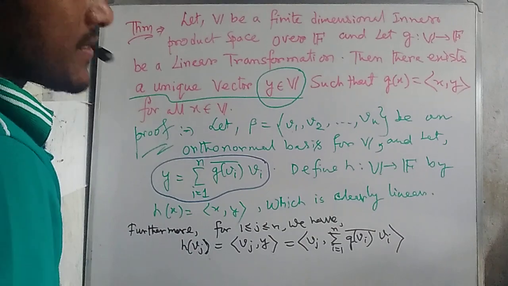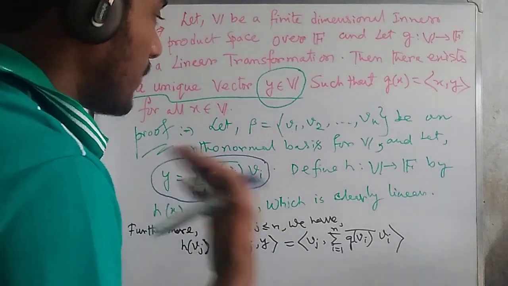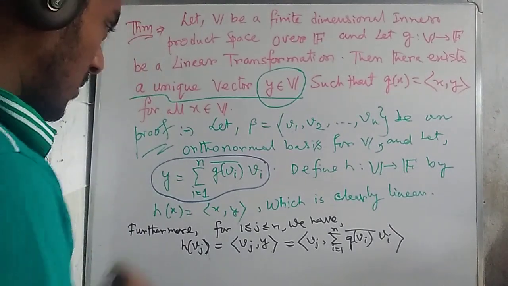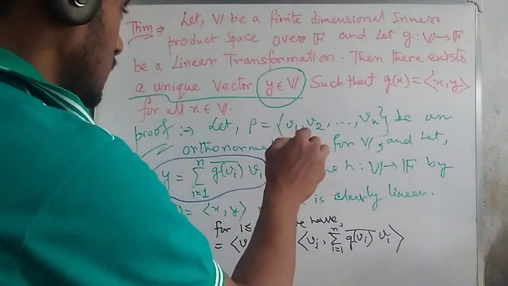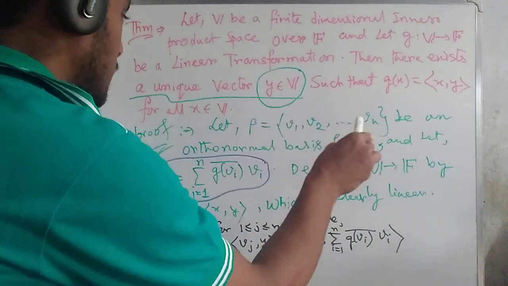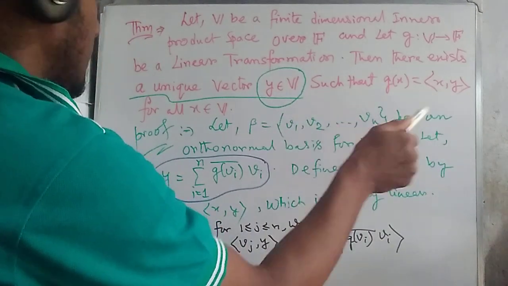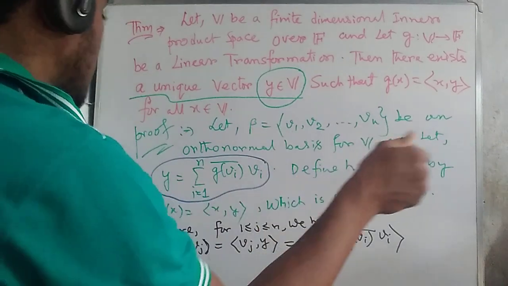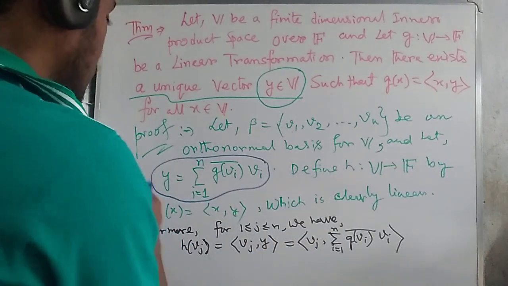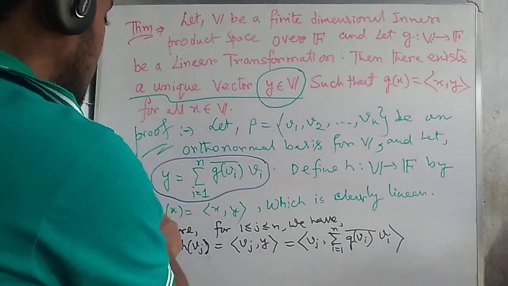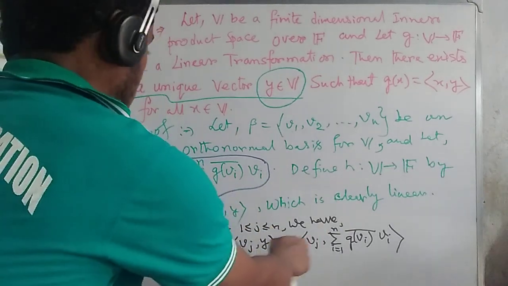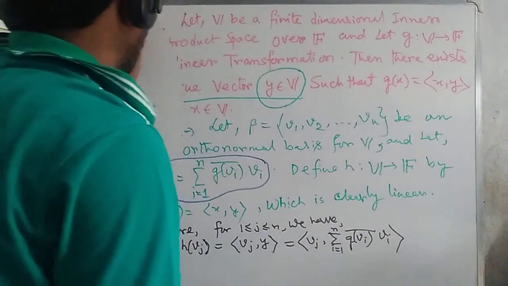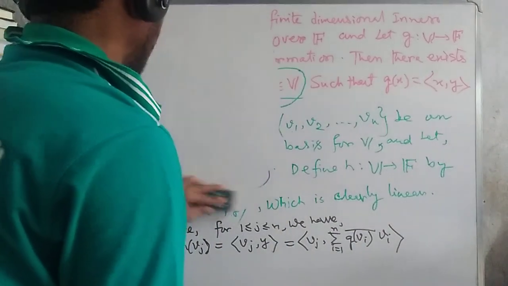Okay, that means some linear combinations of v_i, coming from this orthonormal basis beta. So we now also define h: V to F, h(x) equal to this inner product <x, y>, which is clearly linear. Now furthermore we also discuss h of v_j equal to this one, where we put y here.